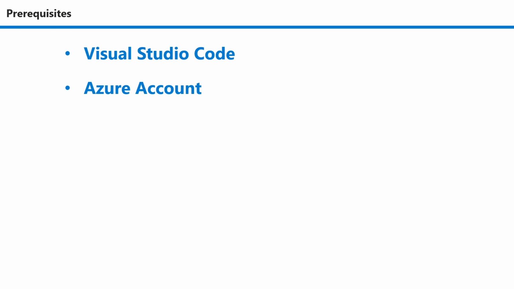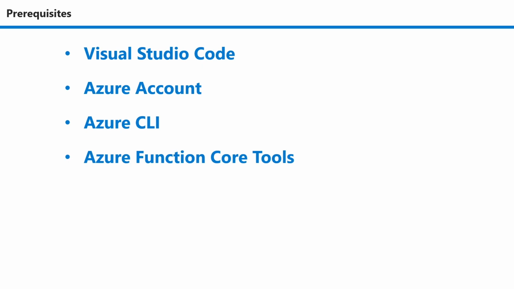If you want to follow along with this demo step by step, you'll need a few different tools. Visual Studio Code for building your AI agent and your Azure function, an Azure account for deploying your Azure resources, the Azure CLI for deploying to your container registry and authenticating, and the Azure Functions Core Tools CLI, which we'll use for interacting with our Azure function.